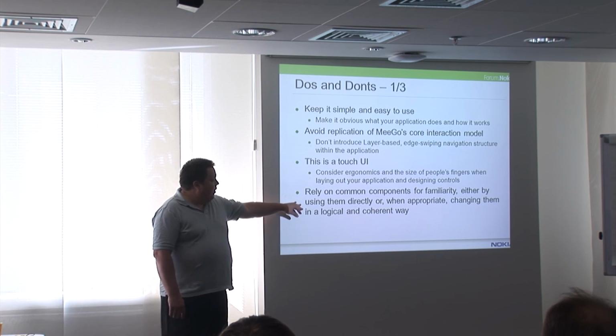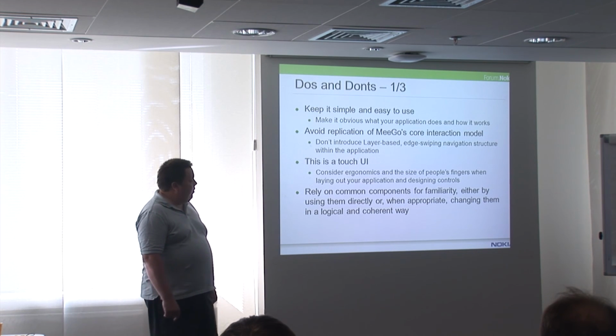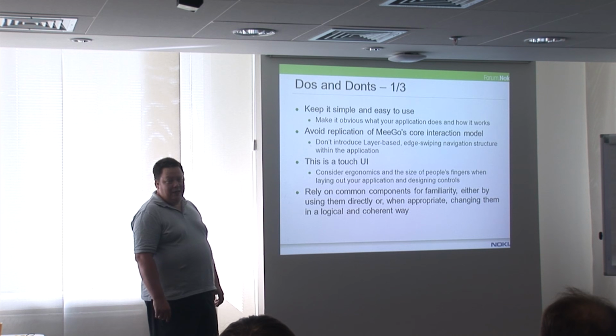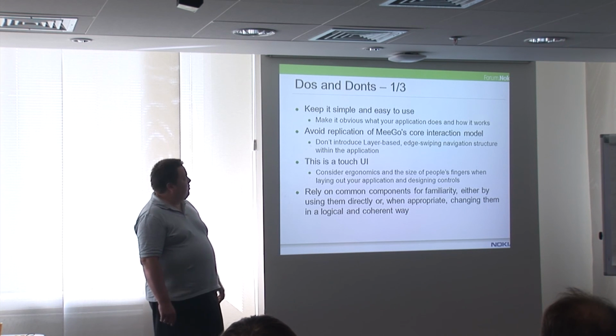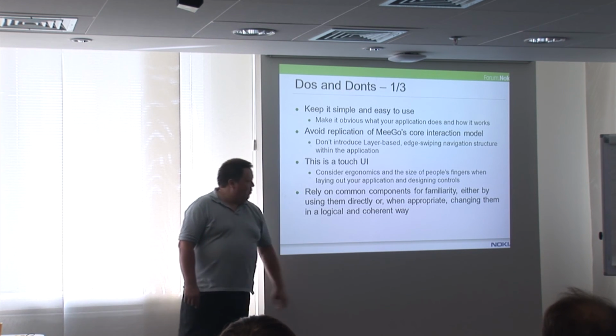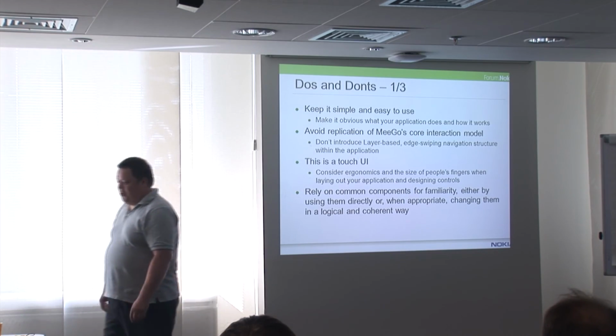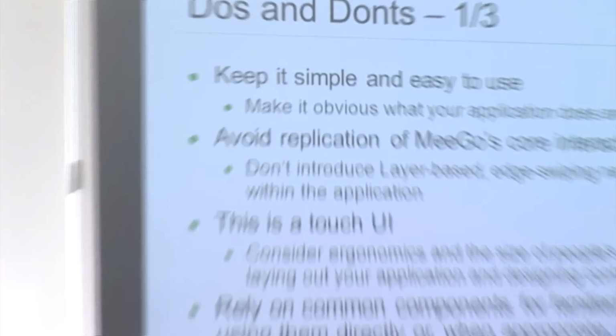Rely on the common components, use them directly, or customize in a coherent way, so don't define 52 different buttons which behave in a different way in different cases. Then the UI is not simple and easy to use anymore. Or just use them like that, if you can.